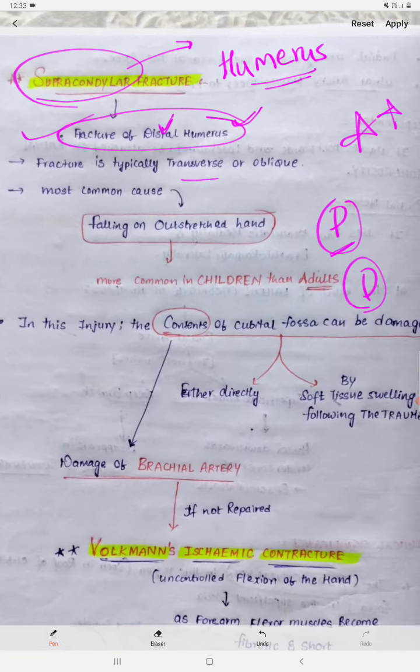The fracture is typically transverse or oblique. And what is the cause of the fracture? Falling on an outstretched hand. Please remember this, and it is more common in children compared with adults. So what is the point we are discussing? The supracondylar fracture is related to the contents of the cubital fossa. It will directly or indirectly affect or injure the cubital fossa contents.